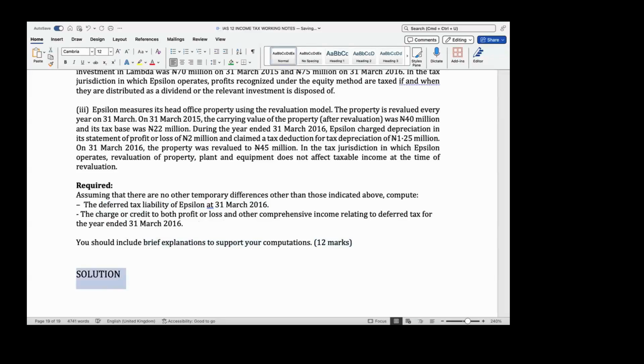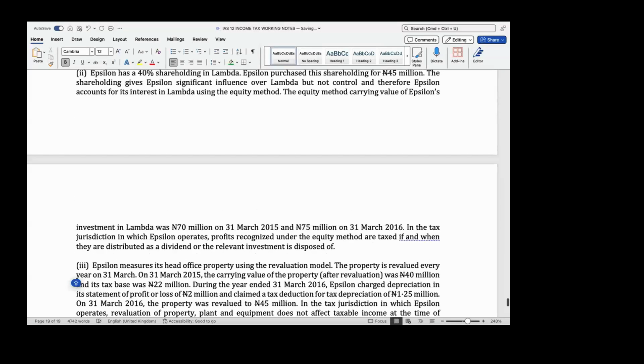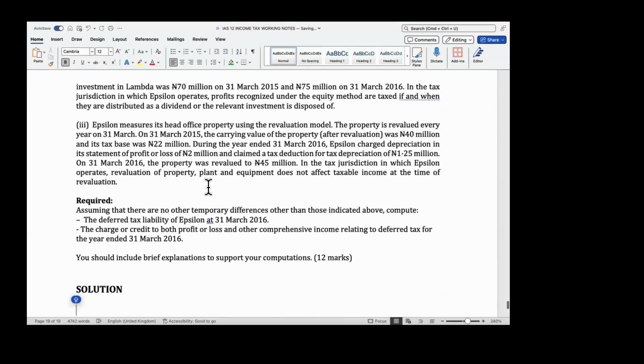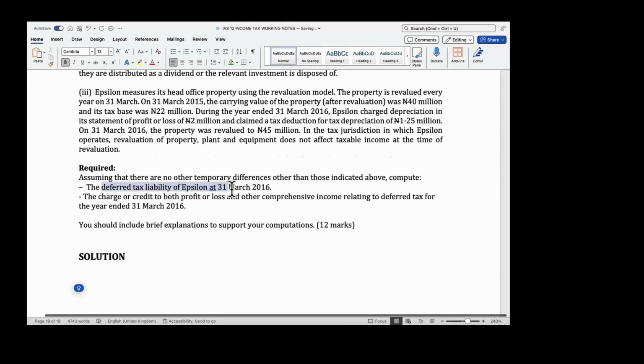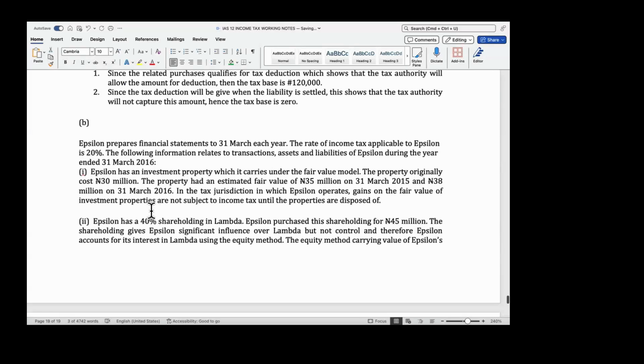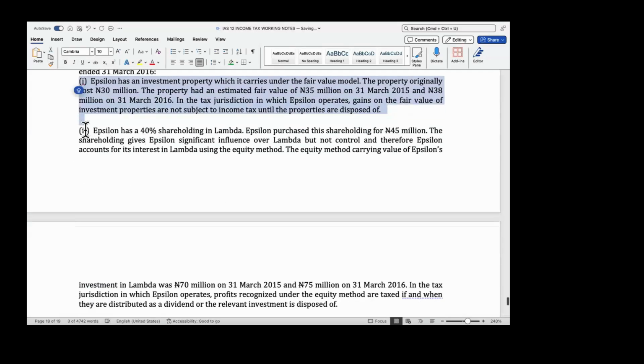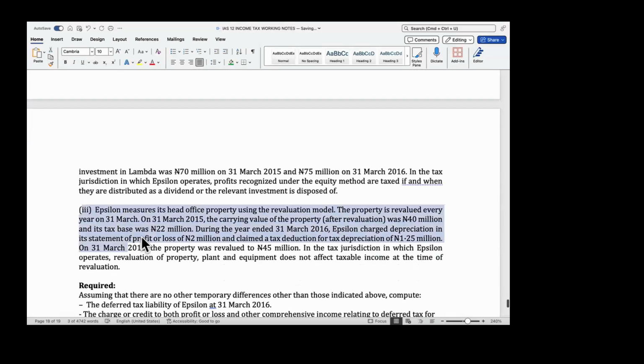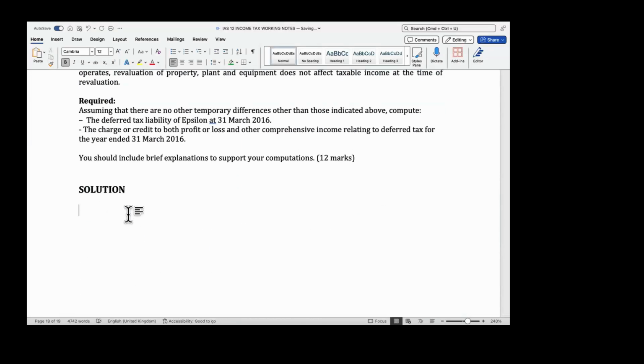Okay. Good question. So what are we looking at here? They want us to calculate the deferred tax liability in 2016 and also what goes to P&L and OCI in 2016. I can see that each of these is a different transaction, so let's treat them in their own right.